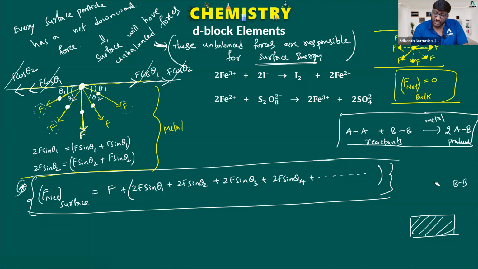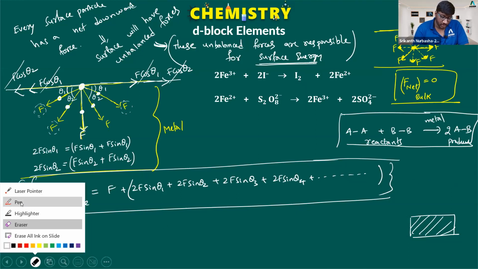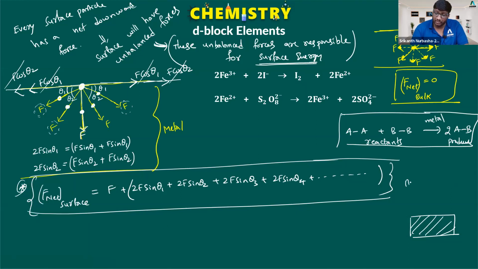Look at the surface. Everything is fine on the surface, but do we have unbalanced forces or not? Yes. To balance these unbalanced forces, what will these AA molecules do? They will come and stick to the surface. BB molecules will also come and stick to the surface.